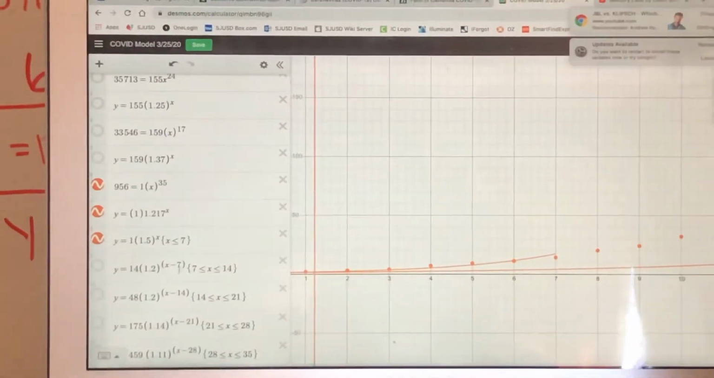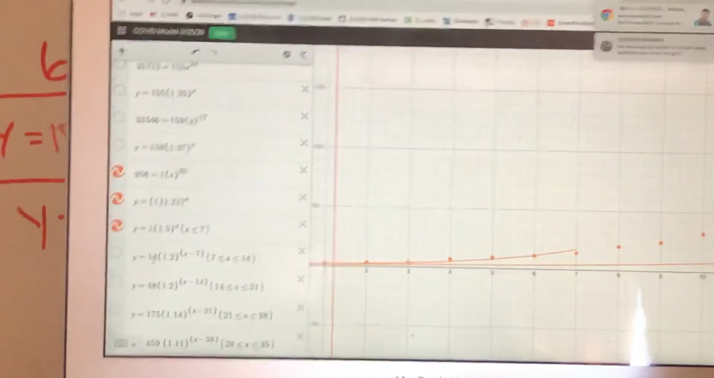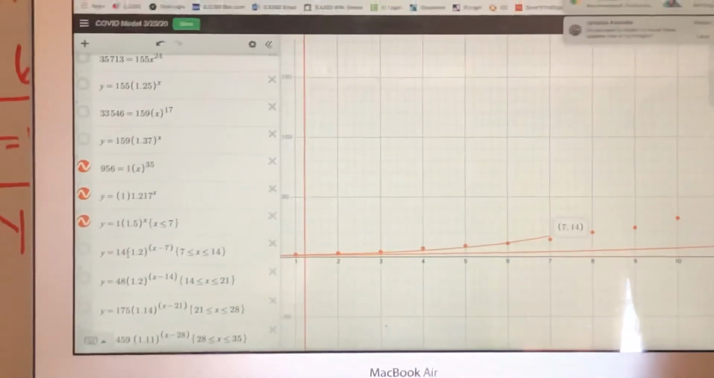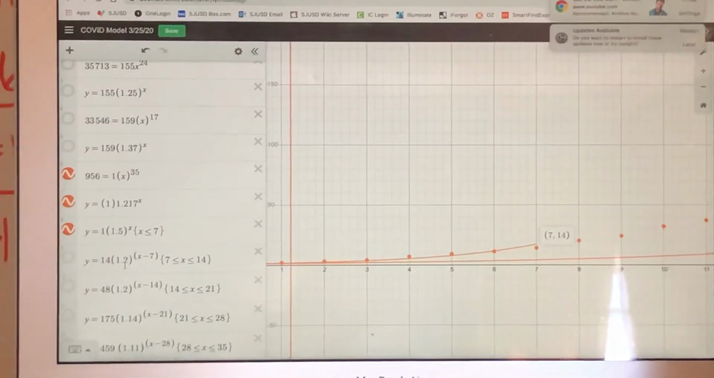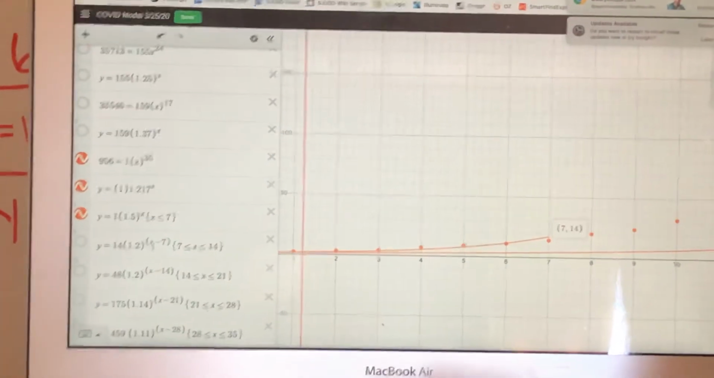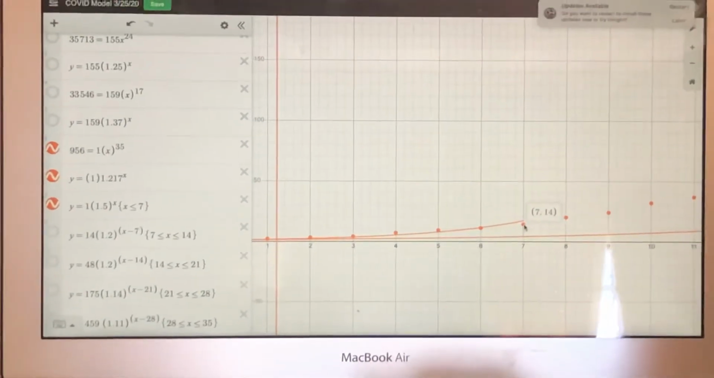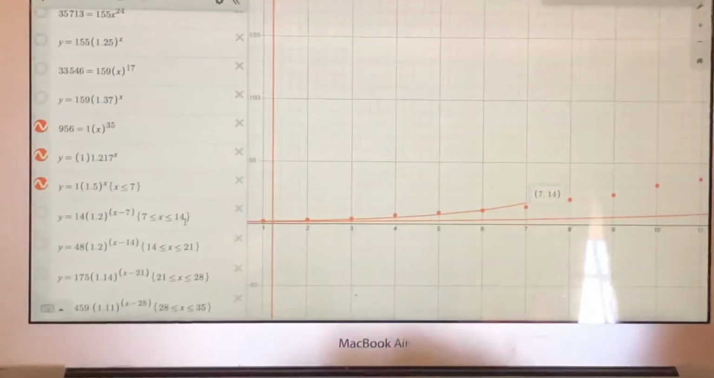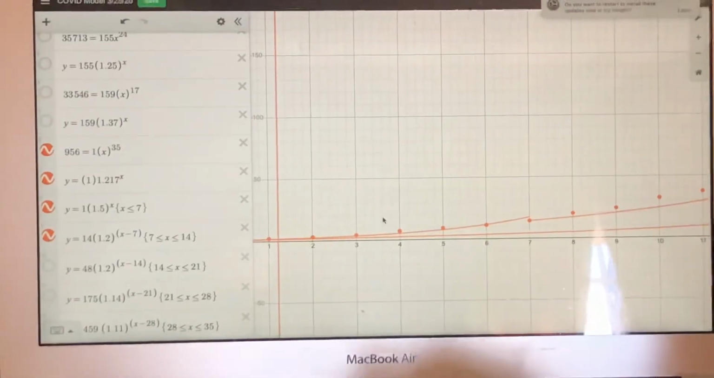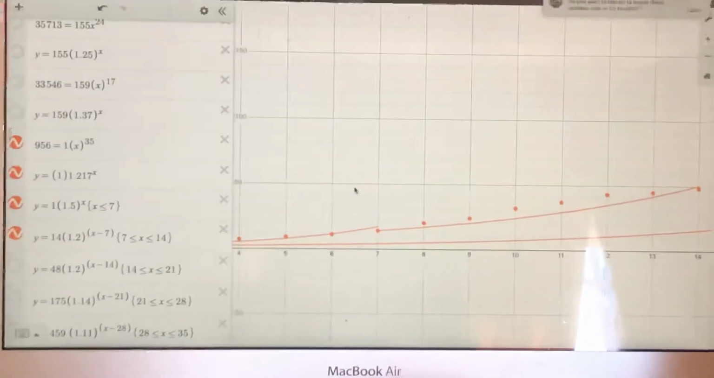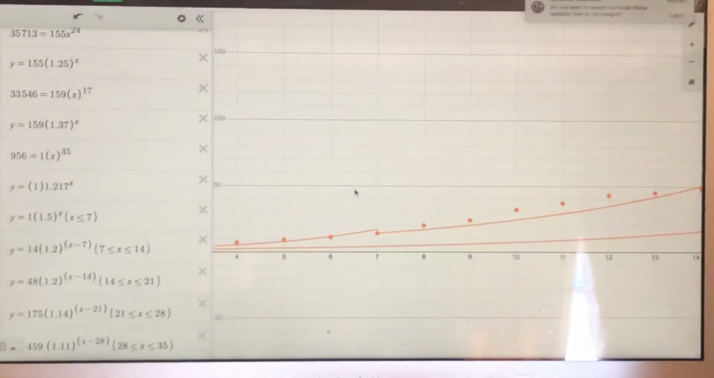All right, so then our next 7 days, we start with 14 because that was the number of cases on day 7. We're going to go with about a 1.2. Now, this is an estimation, but we're basically looking visually to see how well we track. It's x minus 7 because we're starting translated 7 to the right for a domain of days 7 through 14. Let's get a look. It fits pretty well. It's maybe a little low.